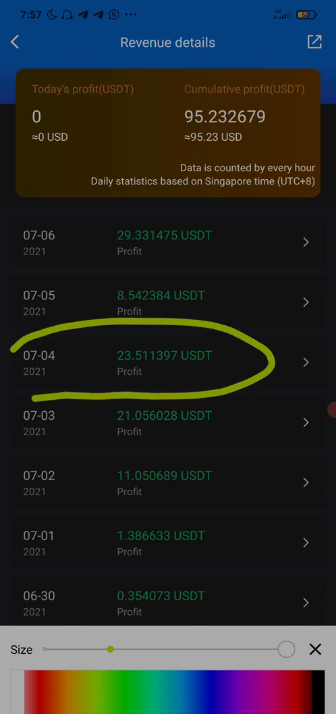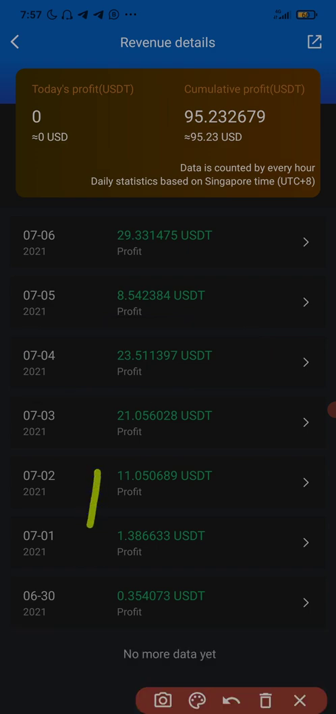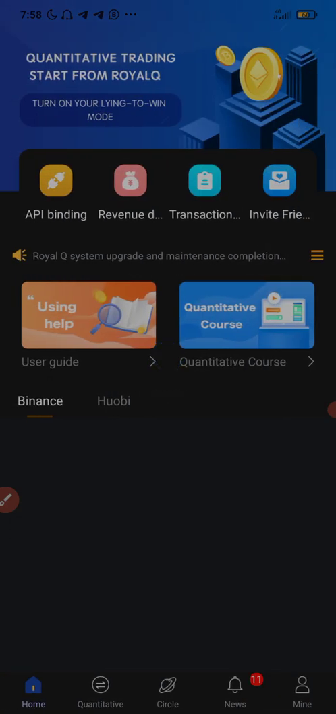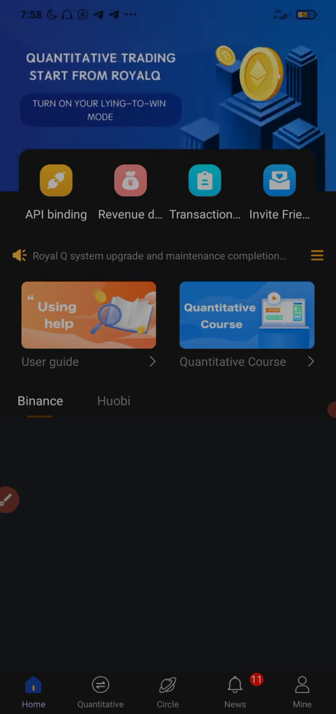So you can see that the profit actually depends on the market. The profit, as you can see on the screen, is not the same, okay. And this profit also depends on the trading strategy setup as well, okay. But we actually started with the default settings, the Royal Q trading strategy default settings. Now we are going to be customizing the settings to use our own strategy.